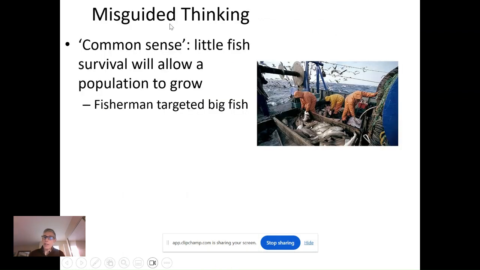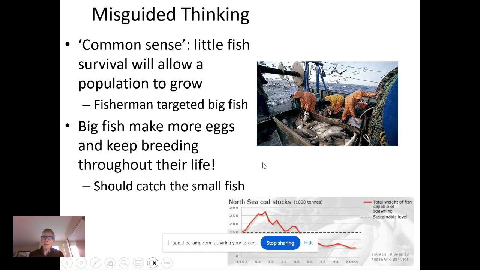So this kind of misguided thinking about size and age caused fishermen to target big fish for a long time. We now know you leave the big fish and you catch the small fish, because it's the big fish that make a representative contribution to the number of young in the next generation.